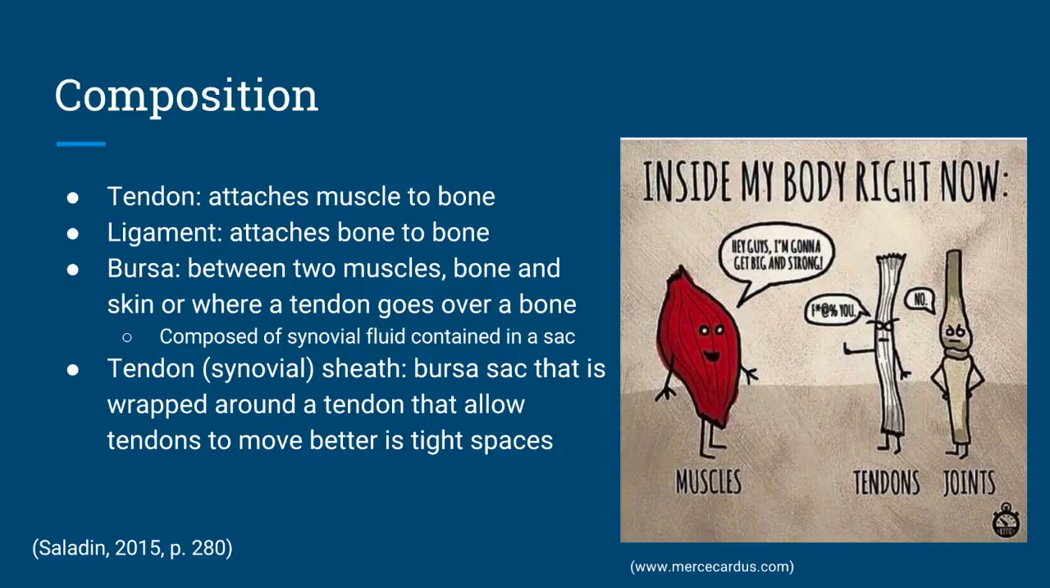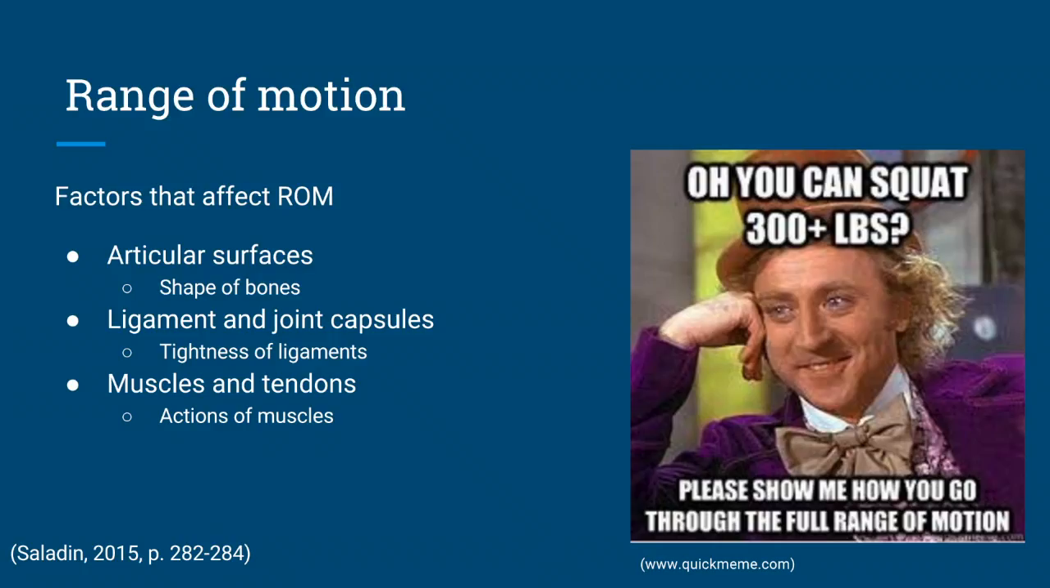Lastly, we have a tendon sheath, which is a bursa sac that is wrapped around a tendon, which allows the tendons to move better in tight spaces. Different joints have different ranges of motion based on 3 factors. The first one is articular surfaces, which is the shape of bones. So if you think about your elbow, you have the olecranon process that kind of hooks into your elbow and locks it in place. And then we have ligaments or joint capsules.